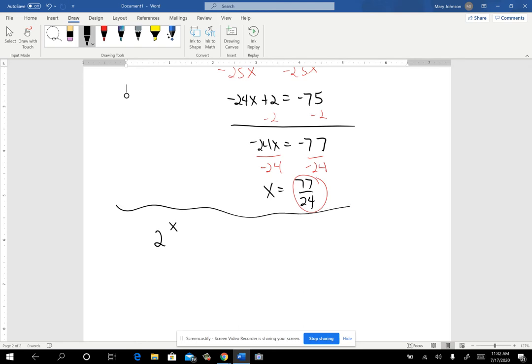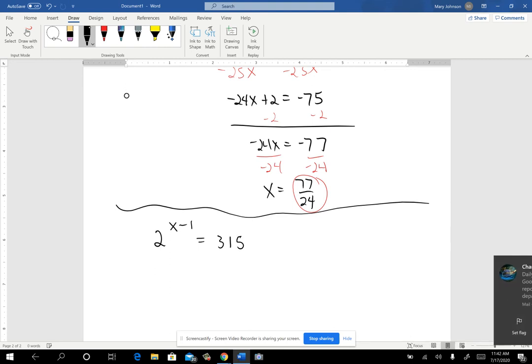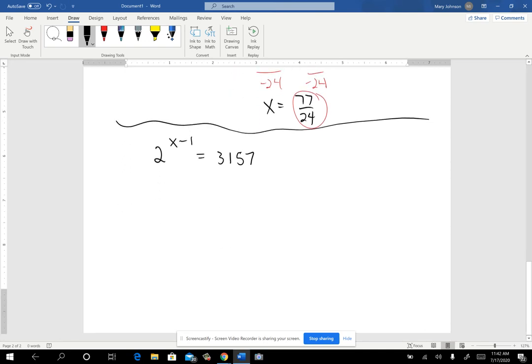So these start out without logarithms. They start out exponential. And then what we're doing is going to go ahead and solve that. So we have 2 raised to the x minus 1 equals 3,157. Okay. All right. So the exponential part is already by itself. So we're going to come in and log both sides.